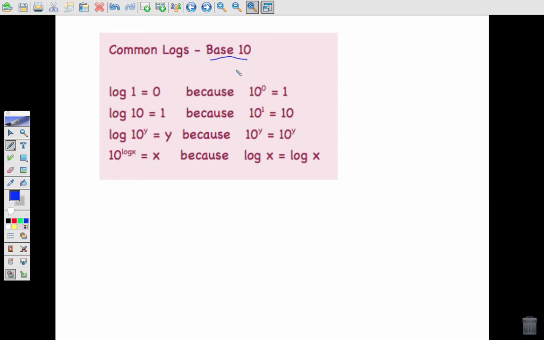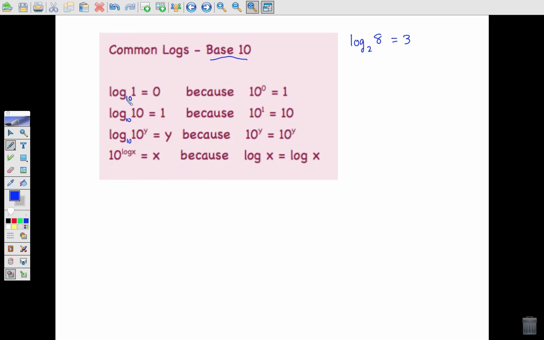Okay, and next we're going to talk about common logs. So common logs means base 10. So if you don't see a base written here, okay, some of the other problems we've looked at have, you know, log base 2 of 8. We know that's 3. We don't see a base written here. If you don't see a base, you assume it's 10. Okay, so common log is base 10. No base written, you assume it's 10.